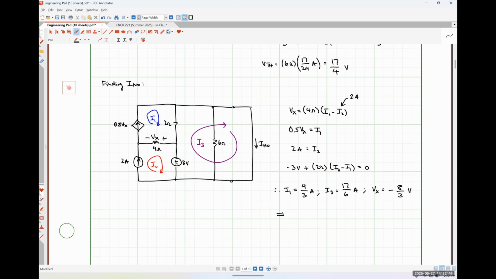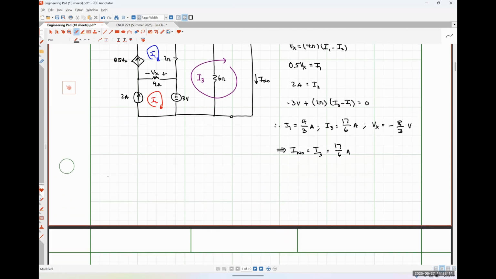From here, our Norton current is going to be what? So how is our Norton current related to our mesh currents? It's just I3. Exactly right. Thank you. So it's just I3. So that'll be 17/6 of an amp.